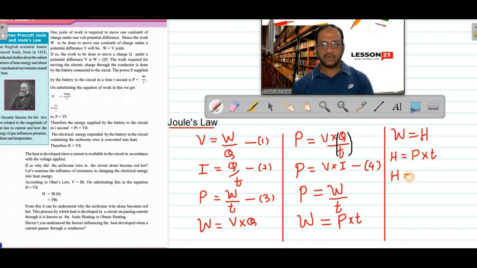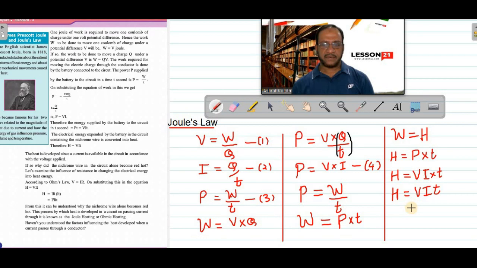Therefore, heat energy produced H is equal to power P; instead of power P, I am putting VI into T, VIT. So H is equal to VIT. We got the equation H is equal to VI into T, or VIT. It means when you multiply the voltage, potential difference, current and time of flow, you will get the heat energy produced in the resistor.